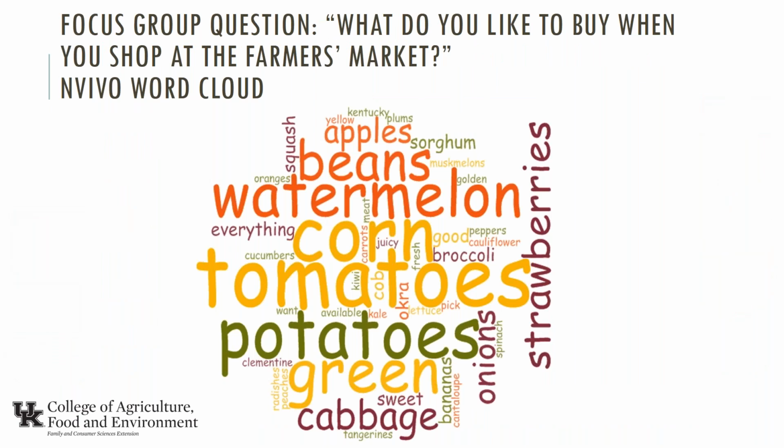And this is just a cool word, what do they call that, a word map? Word cloud, thank you. This is a cool word cloud that the software we use to analyze our data could generate. So the things that were said most often were the things that popped out. So corn, tomatoes, watermelon, potatoes, those were all things that people mentioned quite a bit buying at the farmers market.